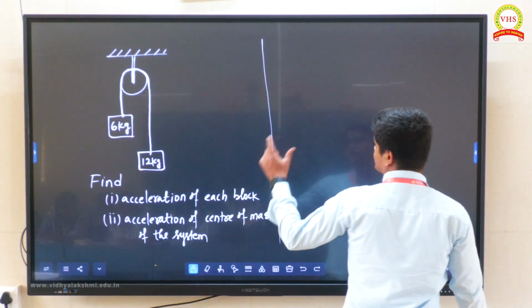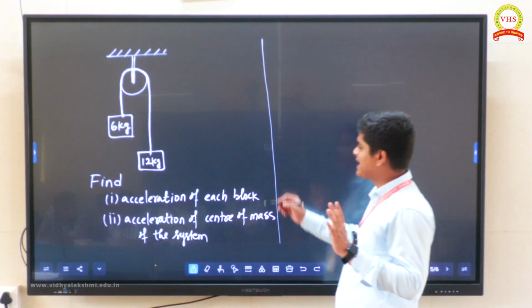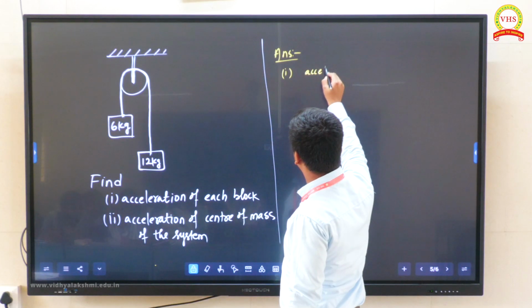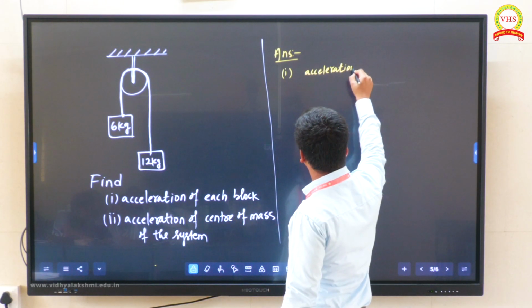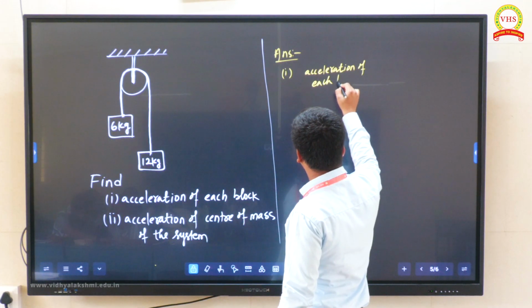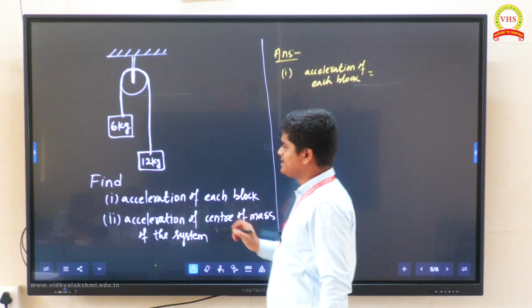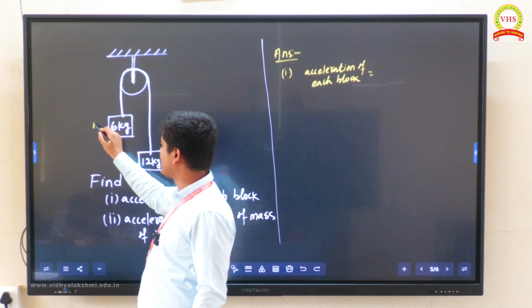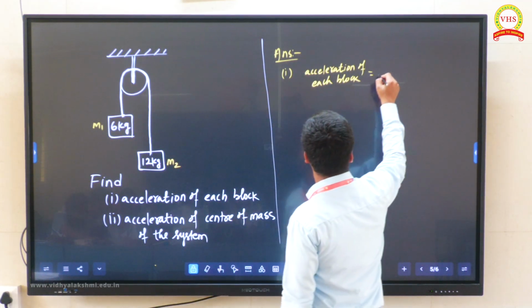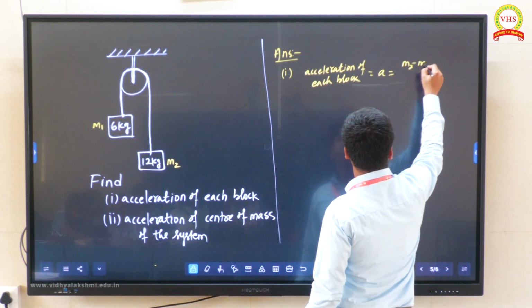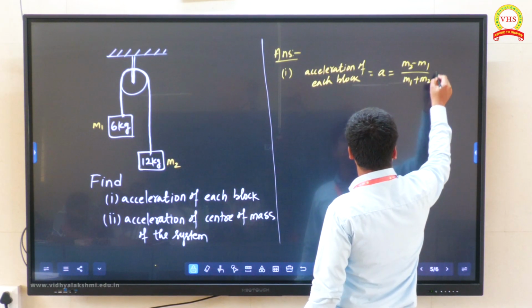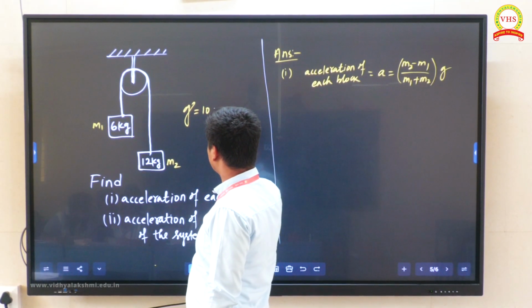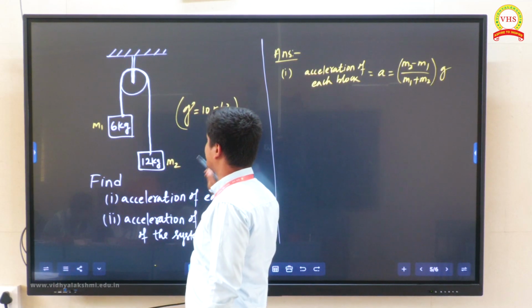Check everyone, the question is the same pulley block system. Find acceleration of center of mass. Direct formula you can use. So let me write the answer here. The acceleration of each block is nothing but what? You check which is the heavy mass and which is the light mass. Definitely you can take this as M2, and this one take as M1. So the formula is M2 minus M1 by M1 plus M2 into G. This is each block's acceleration. G value, if given you take it, if not given you take 9.8 meter by second square.